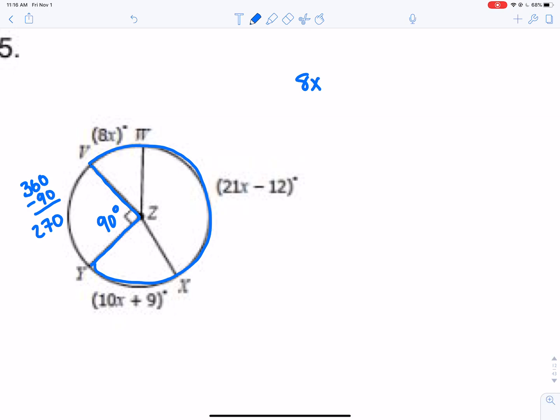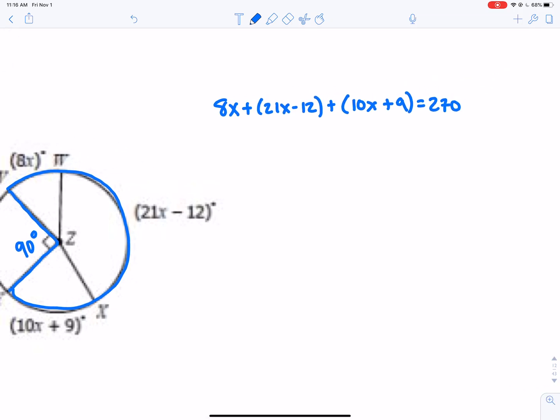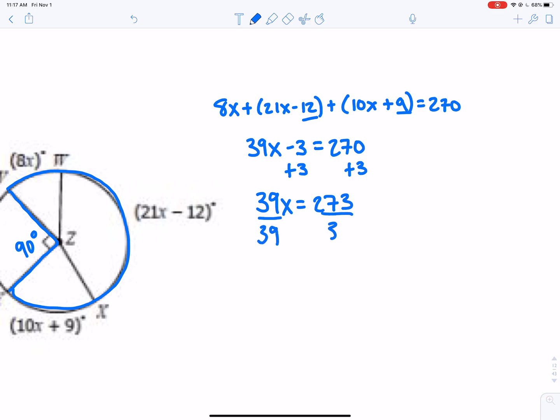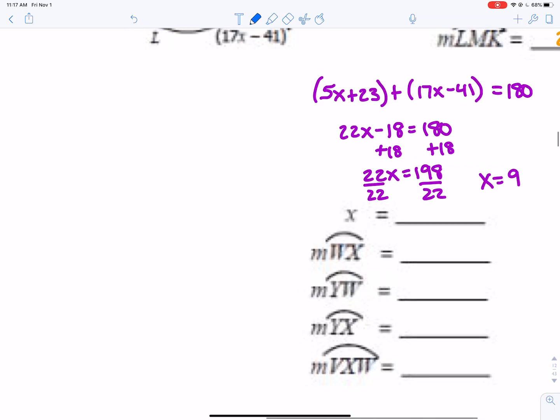So we could say 8x plus 21x minus 12 plus 10x plus 9 equals 270. Then 8x plus 21x plus 10x would be 39x. And then negative 12 plus 9 would be negative 3. So we're just combining like terms. Then we could add the 3. So we get 39x equals 273. And then divide both sides by 39. So we get x equals 7. So that's the first part of our answer. X is equal to 7.